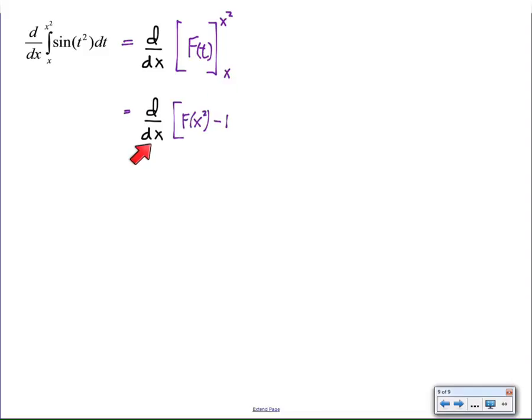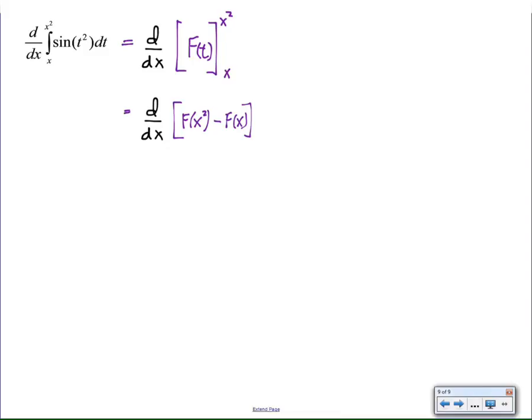Well, the first thing I'm going to do is go back to my original fundamental theorem of calculus and just integrate this, which I can't do because I don't know how to integrate the sine of t squared at the moment. But I'm just going to call it big F of t. Then we're going to have x to x squared, so basically I'm asking for the derivative with respect to x of F of x squared minus F of x itself.